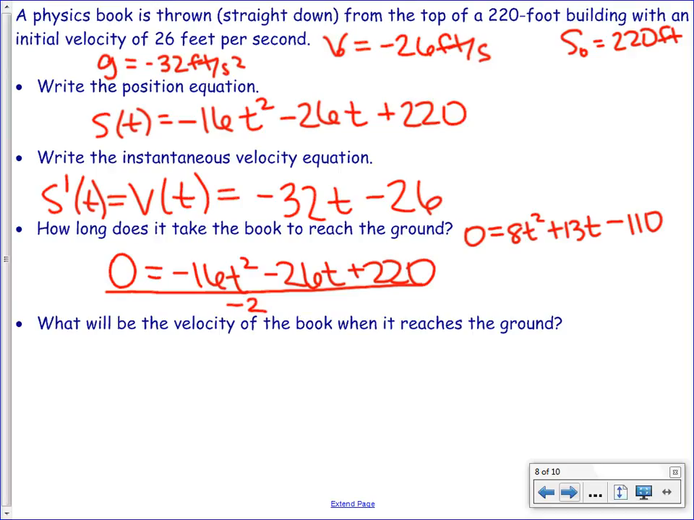Do we have anything? 4.61. Positive or negative? Time can't be negative, so there's one of these that will not work. I think that's the negative, negative 4.608. Okay, that one's not gonna work for us. We need a positive time.